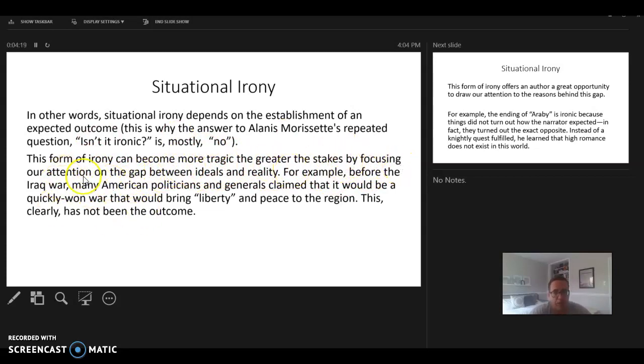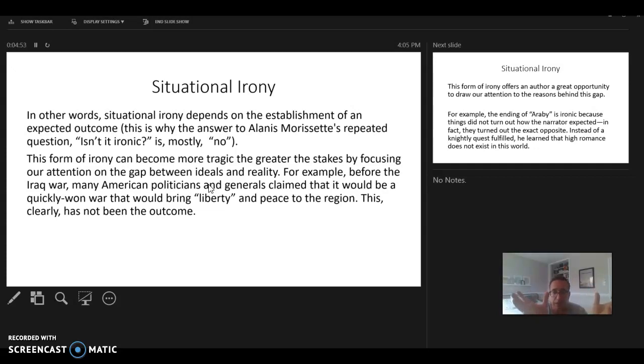For example, if we think about the Iraq War, if you go back to 2003, I can't remember the exact year. Many American politicians and generals talked about how it would be this quick war. American troops would just roll into Baghdad, finish the war that Bush started in the 90s, and bring liberty and peace. And as we know, that's not what happened, right? Iraq is still in turmoil. So there's an irony, a gap between what people claimed would happen and the reality, right?